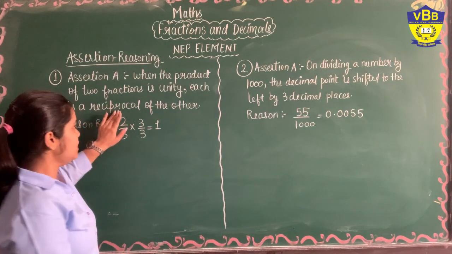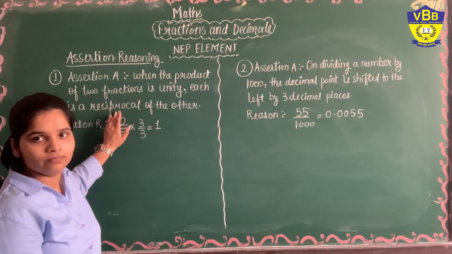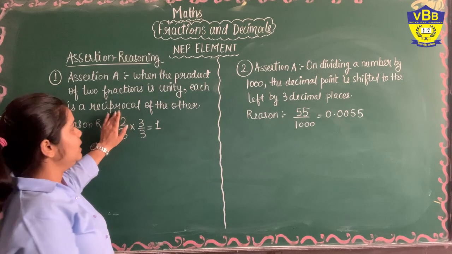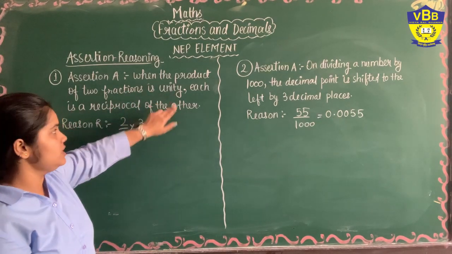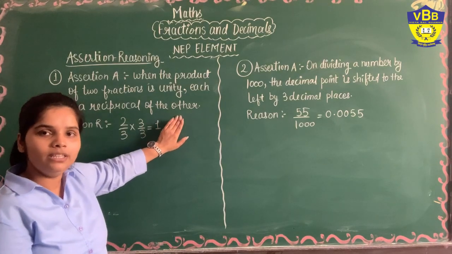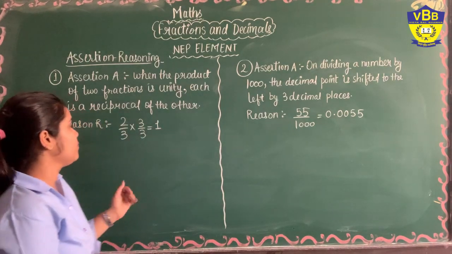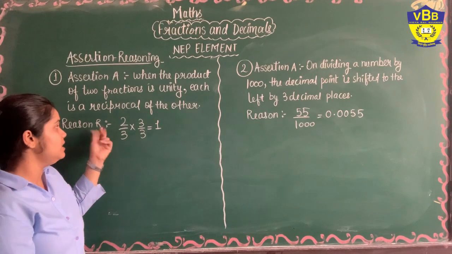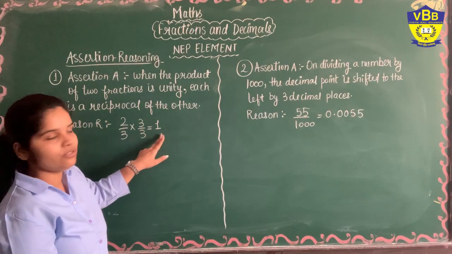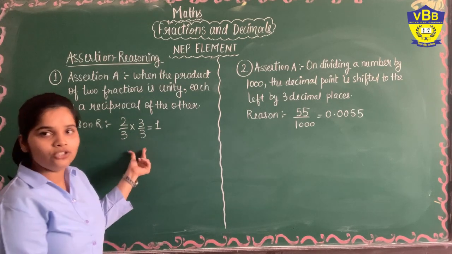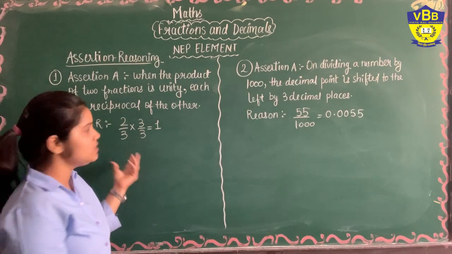So just think of it, is the assertion true? Yes, it is true. The answer is coming 1 when we are multiplying two fractions, then both the fractions will be the reciprocal of each other. Now the reason is given that 2 by 3 multiplied by 3 by 3 is equal to 1. Is it true? No, this is not true.